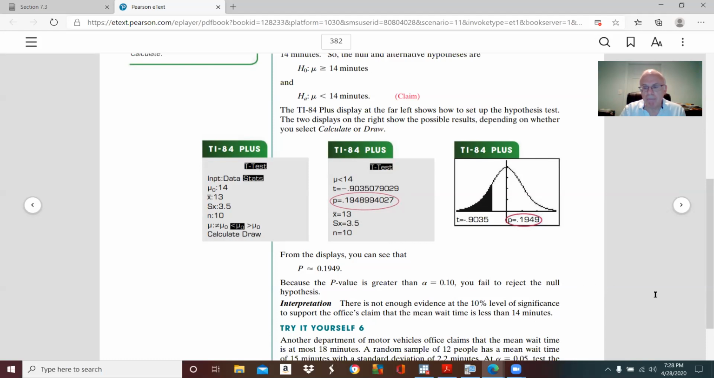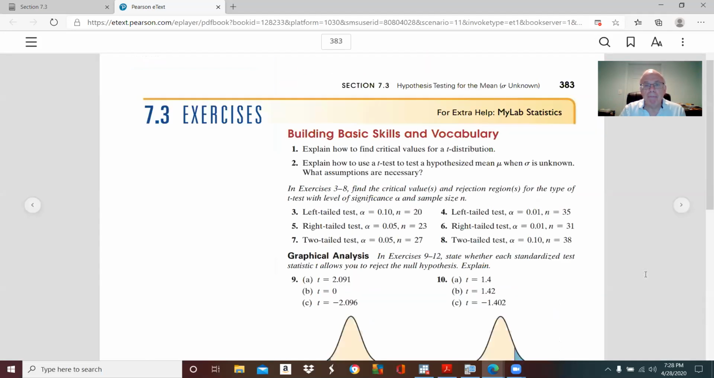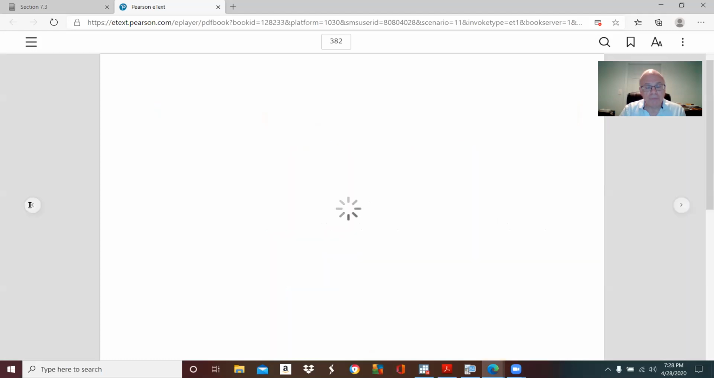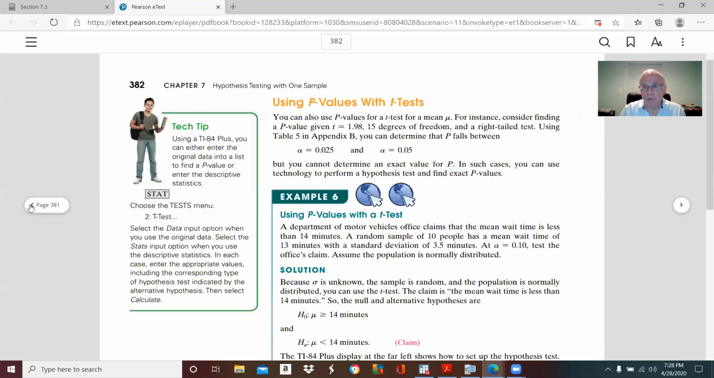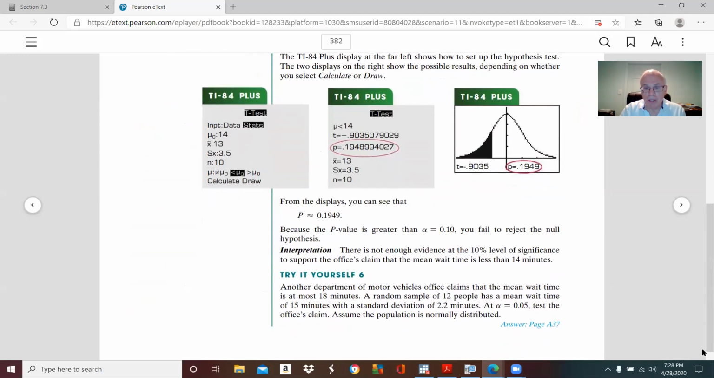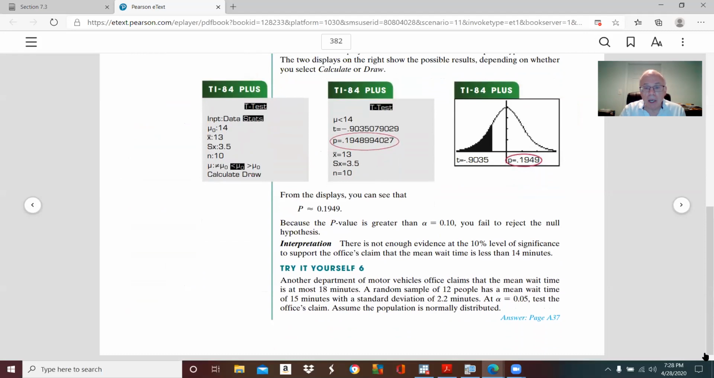So there's not enough evidence to support the claim that the wait time is less than 14 minutes, okay? There wasn't enough evidence because the p-value is too big. It's too big relative to the alpha. All right? All right, so let's actually do another one. That's a left tail test. Oops, they don't have another one. So that's how to do one of these tests. Now, one thing we could do actually is do the one that's down here. Let's take a look at that.